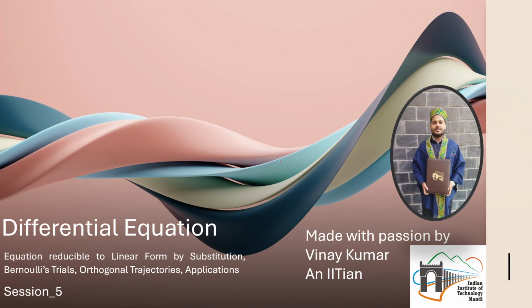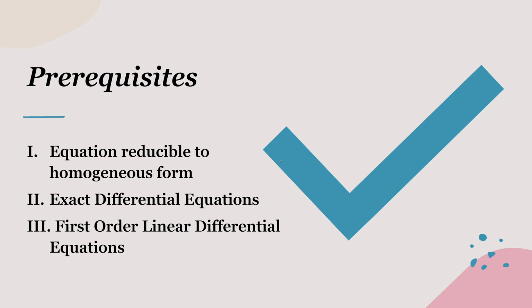Okay, so let's start. In the last class we discussed equations which are reducible to the homogeneous form, and then we discussed exact differential form equations, and lastly we discussed first order linear differential equation, in which we studied this form dy by dx plus P of x times y is equal to Q. This Q and P are both functions of x. In this case, if the differential equation is in this format, we can find the solution by finding the integrating factor.